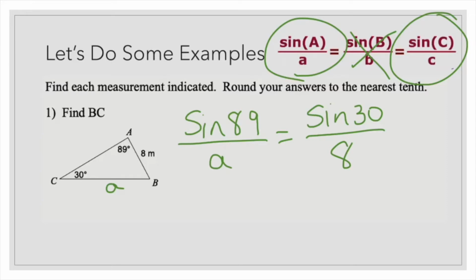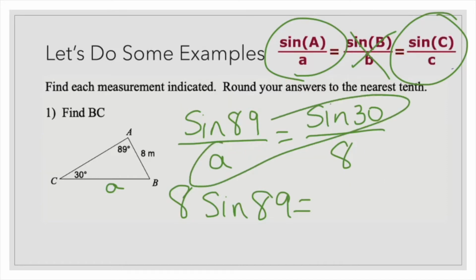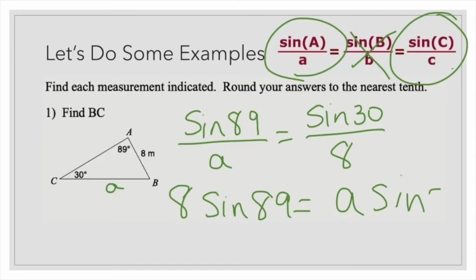We are going to cross multiply. We're going to multiply these two, and then set them equal to multiplying those two. So we're going to have 8 sine 89, and we're going to set it equal to a sine 30. We want to solve for a, so we've got to move the sine 30. So we're going to divide by sine 30.